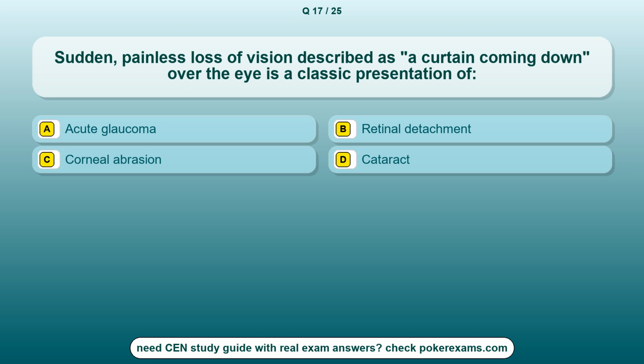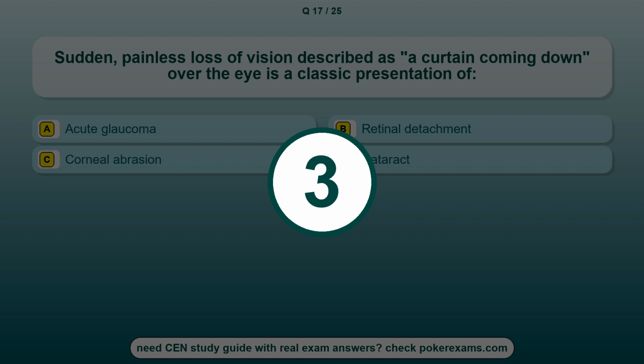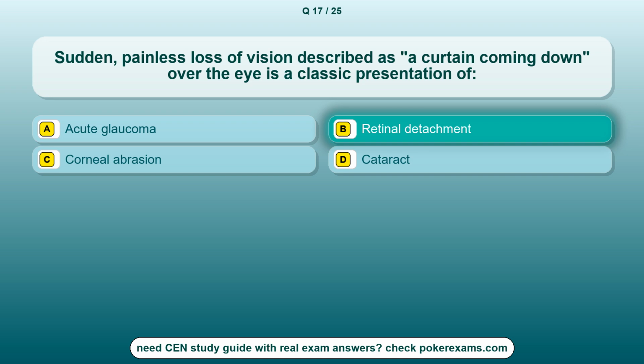Question 17. Sudden, painless loss of vision described as a curtain coming down over the eye is a classic presentation of option A, acute glaucoma. Option B, a retinal detachment. Option C, corneal abrasion. Option D, cataract. The correct answer is option B, retinal detachment.